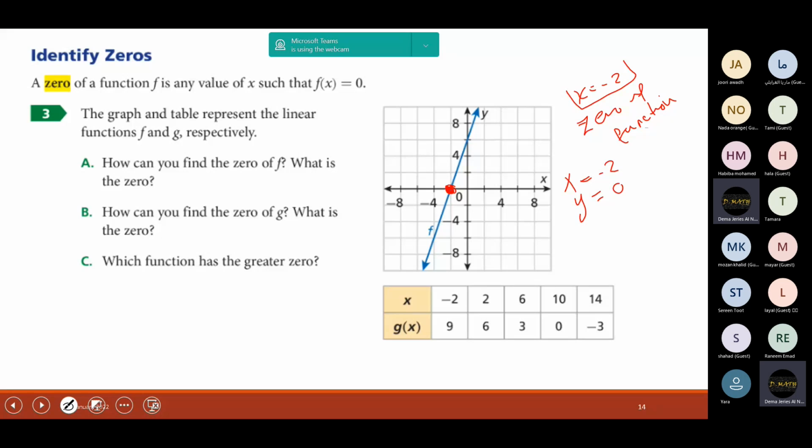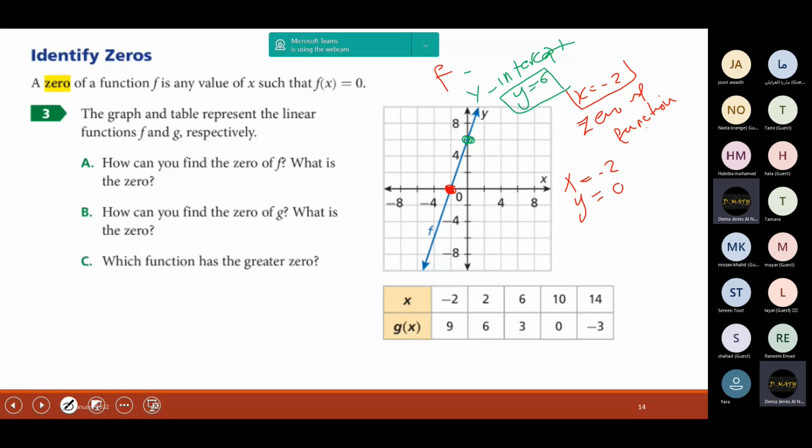It's different than the y-intercept. If you look at the function f here, where is the y-intercept? Who can tell me? 6. Bravo, at 6. Here is the y-intercept, when y equals 6. So it's different than the 0, because the 0 is an x-intercept, but the y-intercept is at 6.